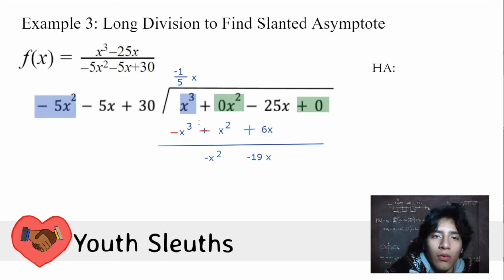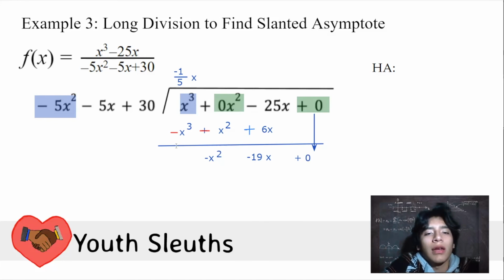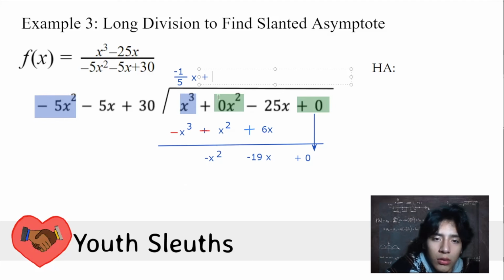Then we bring down our 0. So we have plus 0. Then again, we want to look at our -5 and our -1 here, since we have a -1. We want to know what number gets us to -1 from -5. And that is just plus 1, since we are saying negative.